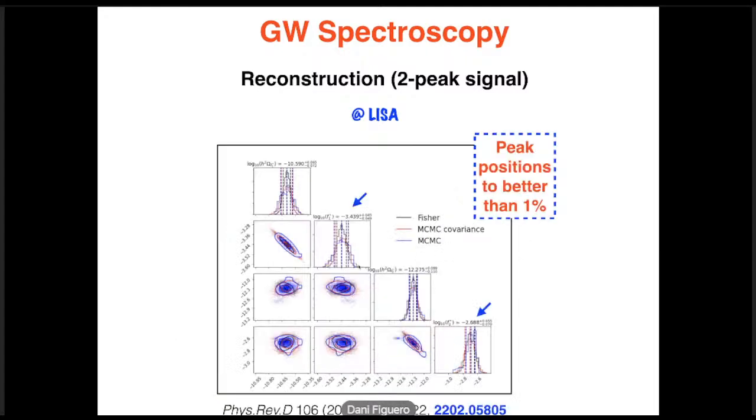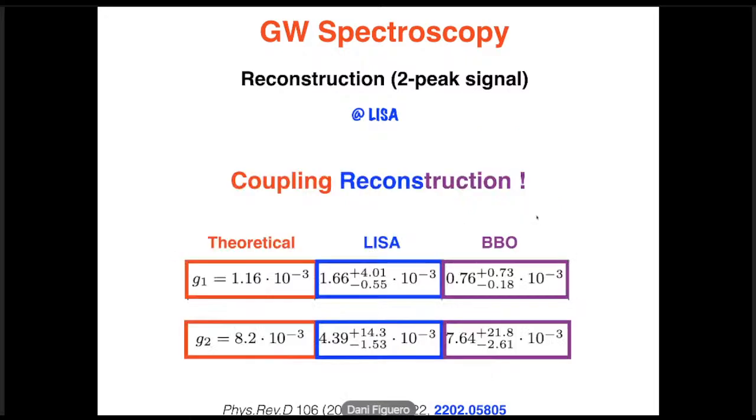So now we do Monte Carlo Markov chains to extract the information from our reconstructed spectra, the position of the peaks. We can reconstruct this position of the peaks to better than 1%. And since I can predict as a function of the coupling what the position of the peaks is, I can invert the problem, and knowing the position of the peaks, I can predict from the reconstruction the strength of the couplings. Here you see in the example, we injected these couplings in our scenario with these values, and this is the reconstruction that I did in LISA in blue.